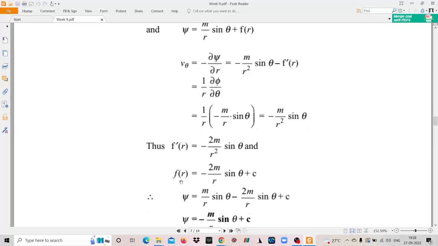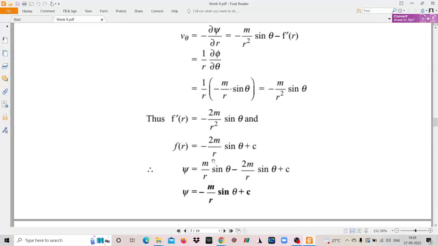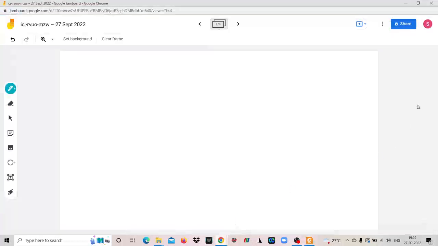And what will be f(r)? You simply need to integrate this, but with respect to r only. So that will give us the value of f(r) as minus twice m by r sin theta plus some constant c. So the value of psi for the given value of phi is minus of m by r sin theta plus c. So what is the general procedure for finding this?